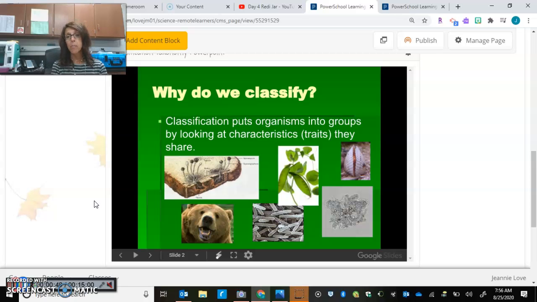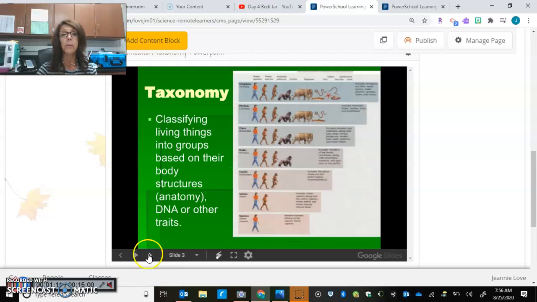Once you open the PowerPoint, it's going to tell us a little about how we classify things. We classify by putting organisms into groups by looking at characteristics they share. Are they unicellular? Are they multicellular? Do they have eggs? Are they plants? Are they animals? Are they bacteria? Things like that. They are also put into groups based on their body structures. Obviously, we walk upright. The elephant walks on four legs. A worm slithers on the floor.